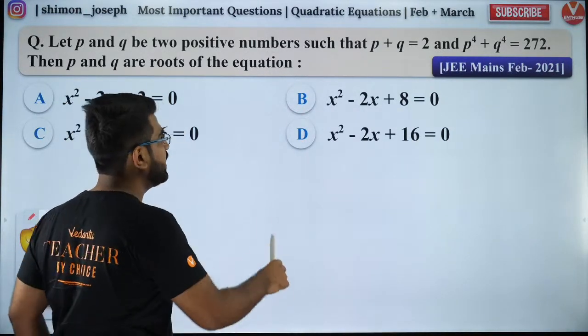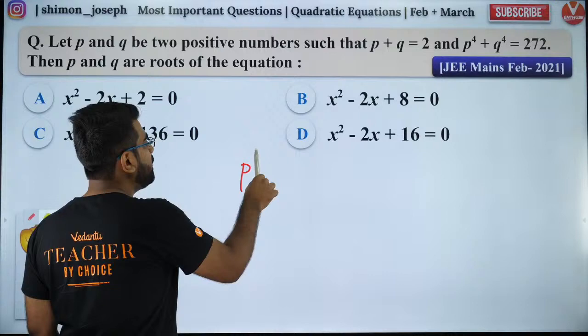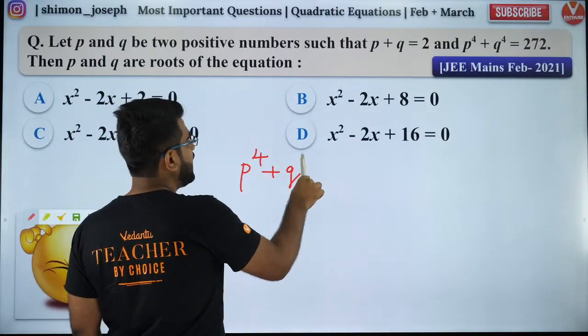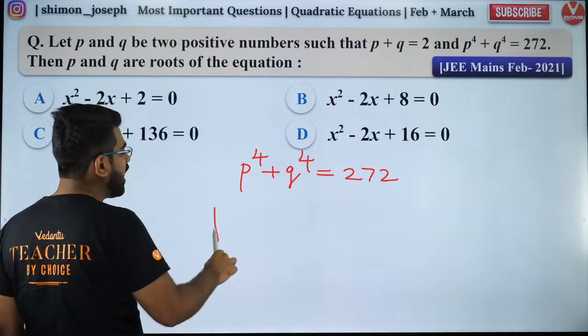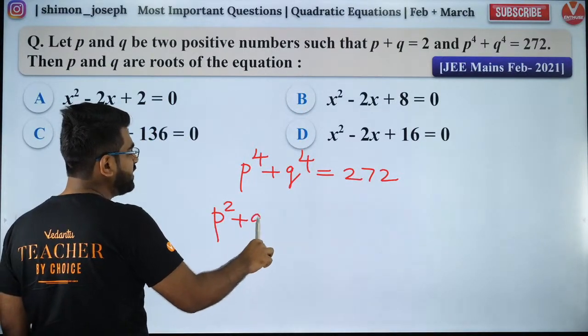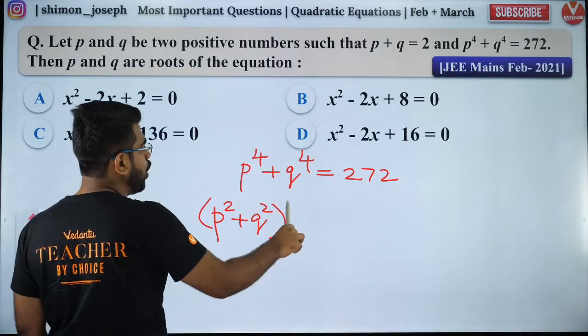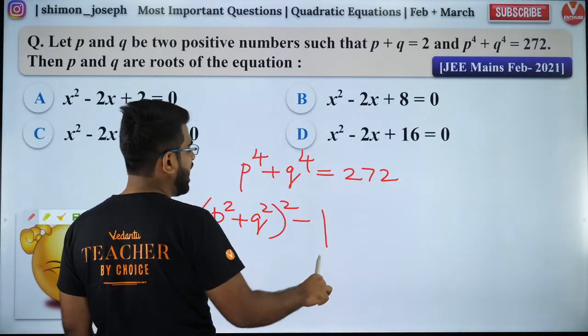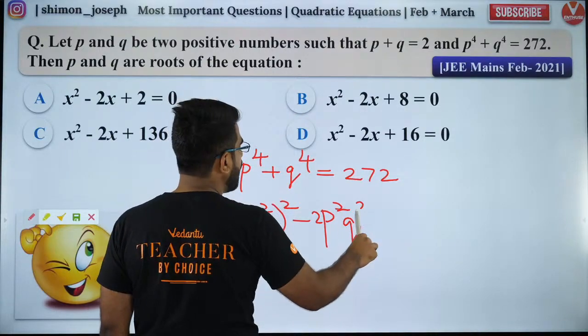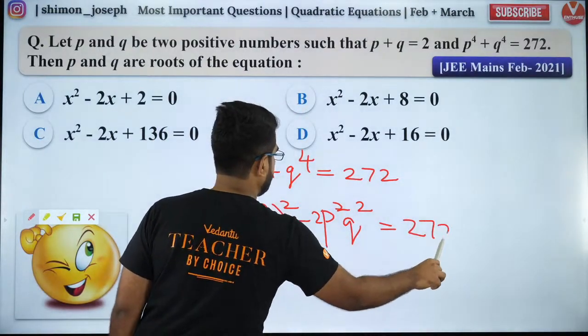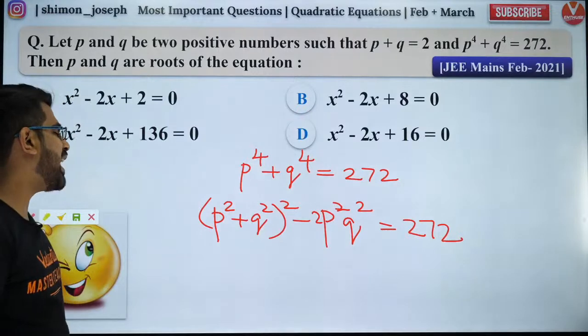Please listen carefully, guys. Okay, so I am given P power 4 plus Q power 4 and that is equal to 272. So can I say P power 4 plus Q power 4 is P square plus Q square the whole square minus 2P square Q square? Are you all cool with that?